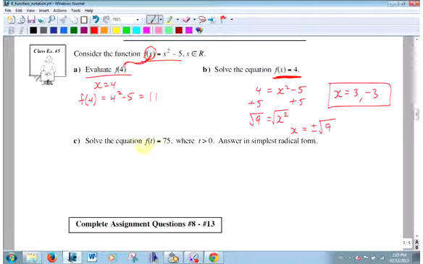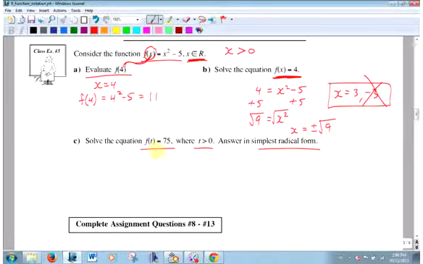Last one, solve the equation f of t is 75, where t is greater than 0. So now the domain isn't all numbers. If this last question said that, could I have both answers here? No, one of them is not greater than 0. I would have to say I can't use that one because it doesn't obey this domain. And then we want this in simplest radical form. More review. Radicals. Nice.